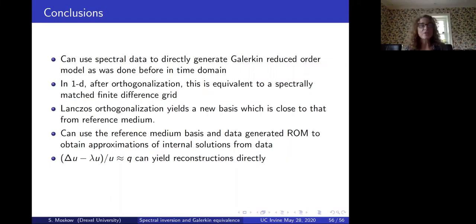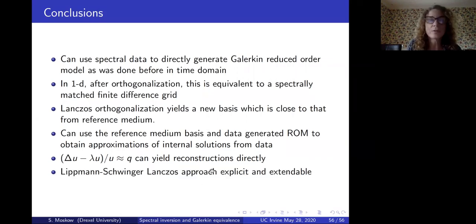You can get reconstructions directly. One method you can do quickly is to just take the Laplacian minus lambda u. Or you could put the Lanczos internal solutions into the Lippmann-Schwinger equation, which yields an explicit and extendable approach that should be computationally efficient, I think, for certain examples. And that's it. I'm finished.